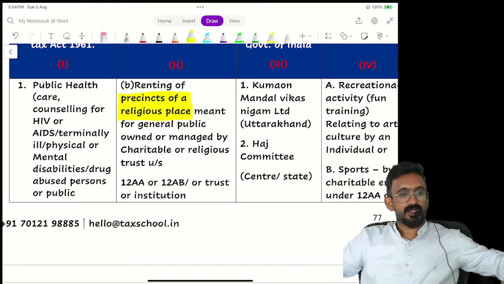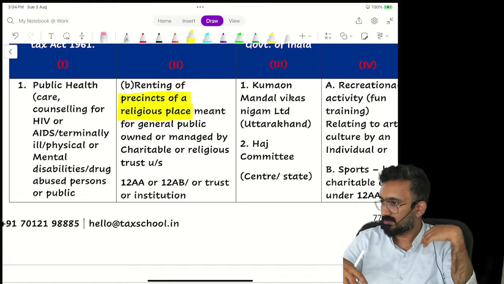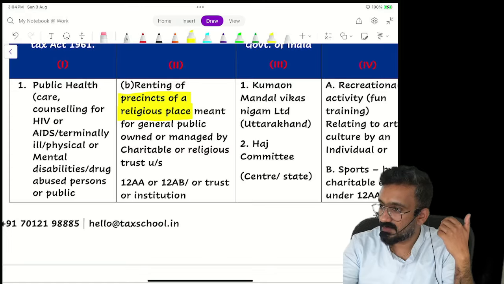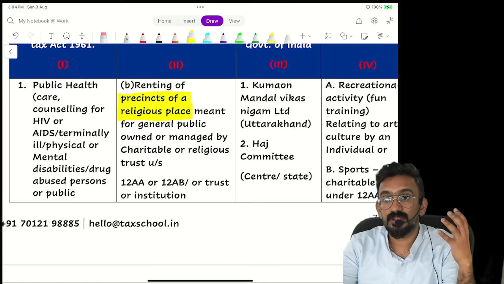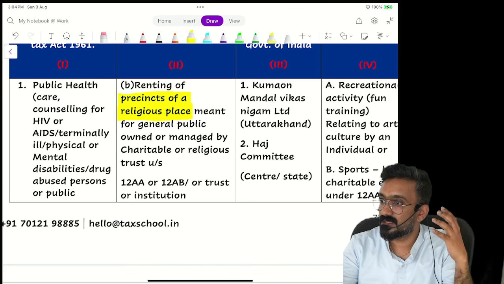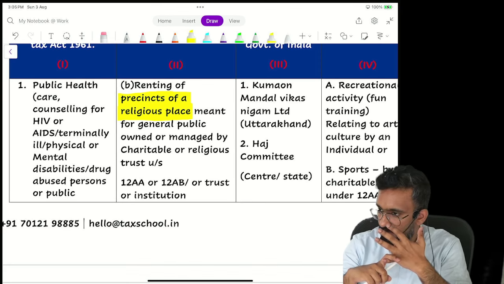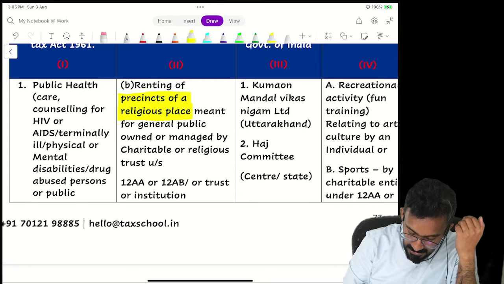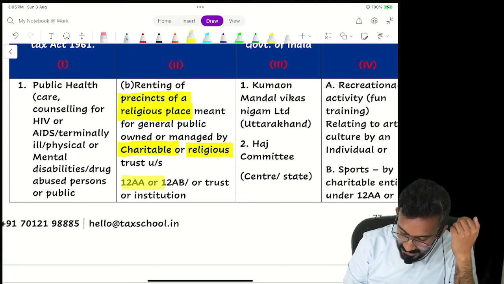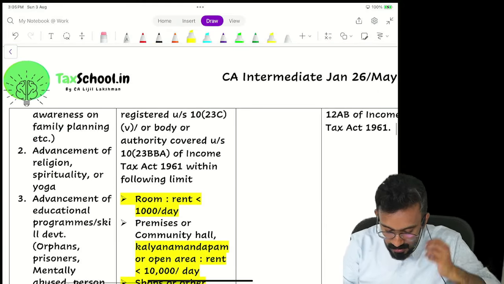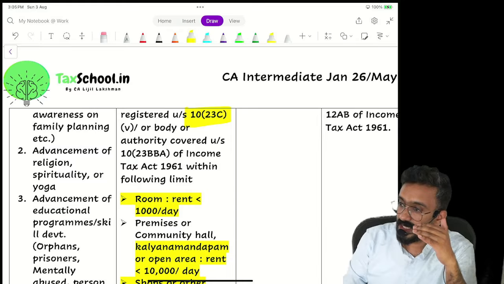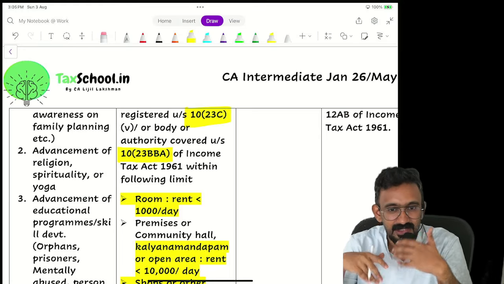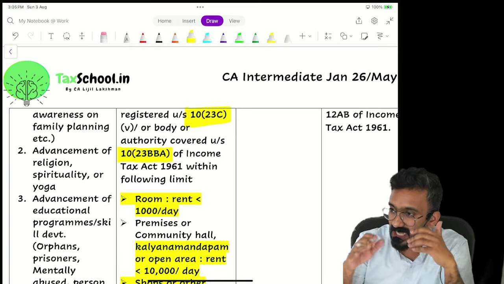Near to this religious place, be it a church or a mosque or a temple, there should be a place that they are giving on rent. Who is owning this particular space? A religious entity, or, as they have now said, a charitable entity, either 12A or 12AB. For religious institutions there are other sections in income tax: 10(23C), 10(23BBA). Don't bother about the sections here. Just think that religious or charitable entities are renting spaces.